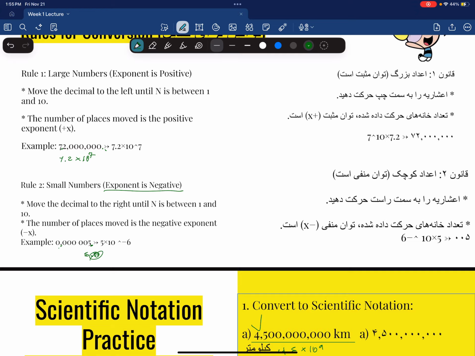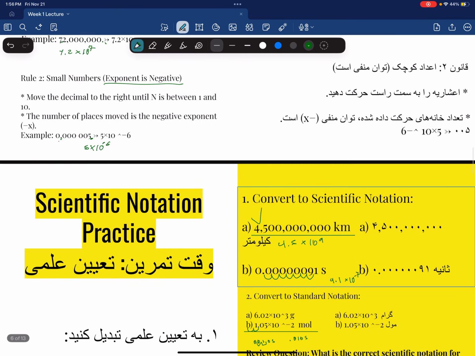5.00. You can do that, or you can just write 5 times 10, always multiply by 10, to the 6. And because we're moving backwards and we're representing an extremely small number, it's going to be negative. So that's going to be how to do the scientific notation.